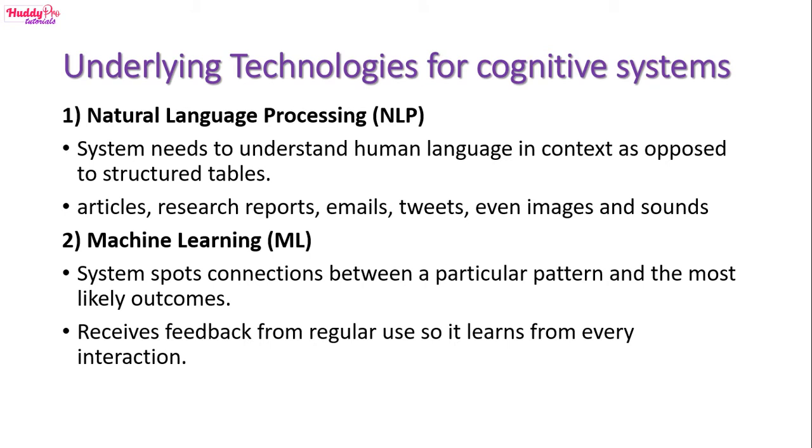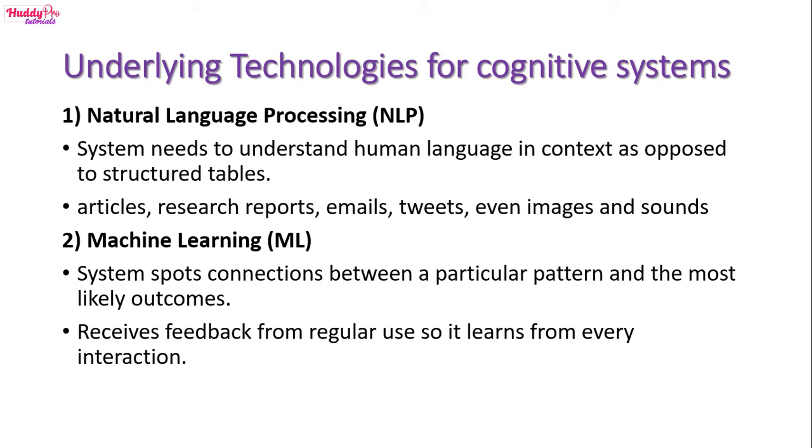Let's talk about the underlying technologies for cognitive systems. Cognitive systems are built on several underlying technologies, so let's take a look at only two of these technologies that are common. We have natural language processing, NLP, and machine learning, ML.